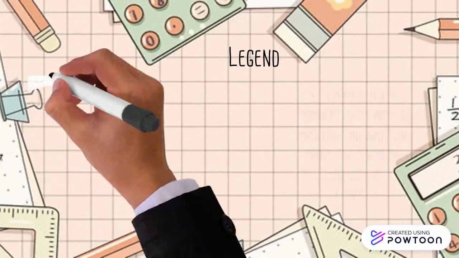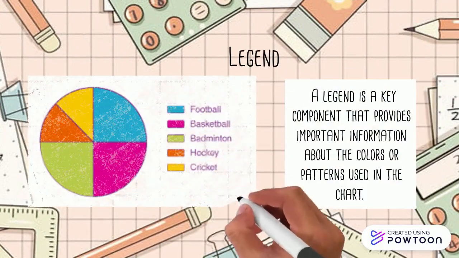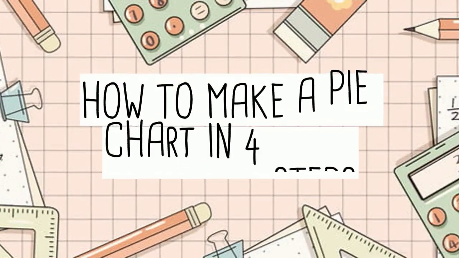Next, let's talk about the legend. The legend is a key component that provides information about the colors and patterns that are used in a pie chart. Now we'll talk about 4 steps to make a pie chart.